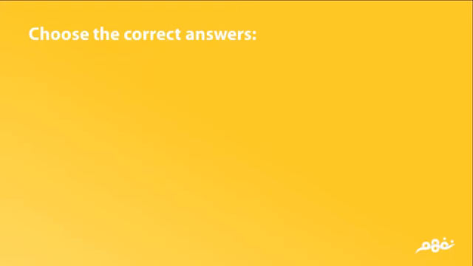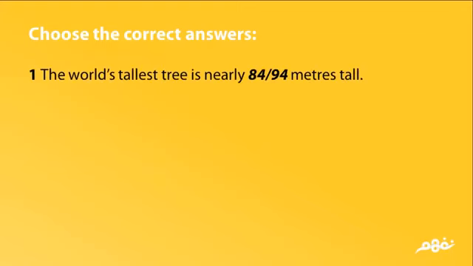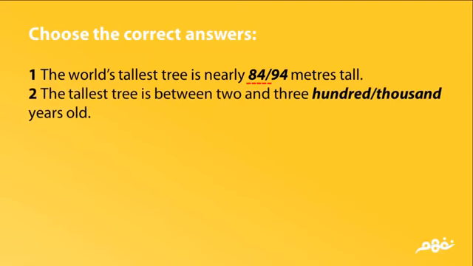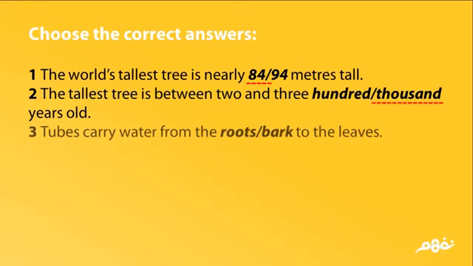Now, choose the correct answer. The world's tallest tree is nearly 84 or 94 meters tall. The answer is 84. The tallest tree is between 2 and 300 or 1,000 years old. It's 1,000. Tubes carry water from the roots or bark to the leaves. The answer is roots.